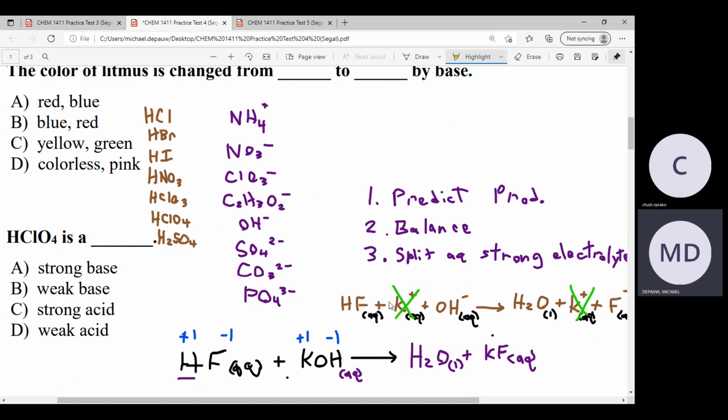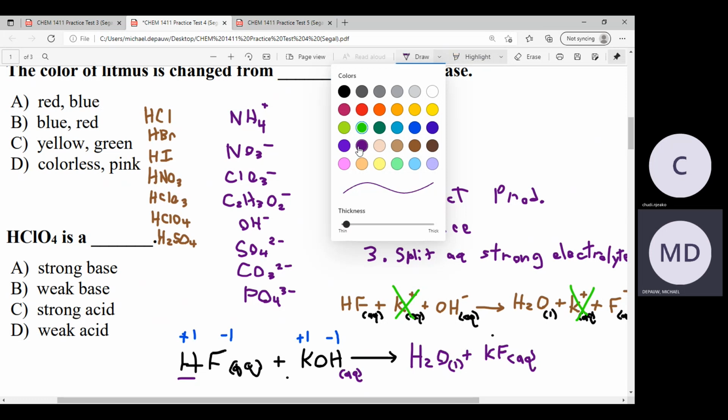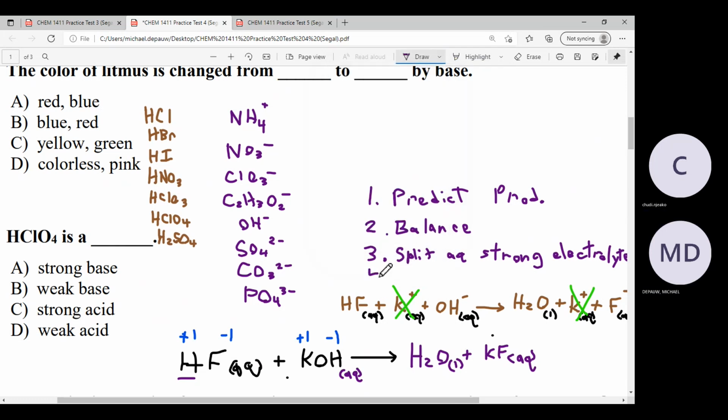So when I was writing the steps for how to do these net ionic equations, the first is predict the products. The second is balance the equation. Third is split aqueous strong electrolytes. And I guess I should add the fourth, which is cancel spectators. The spectator ions are anything that is present on both sides of the ionic equation, and it basically doesn't change. So cancel spectators.